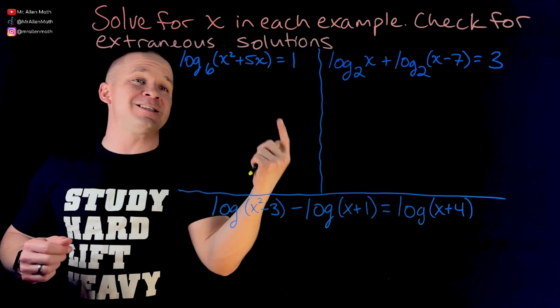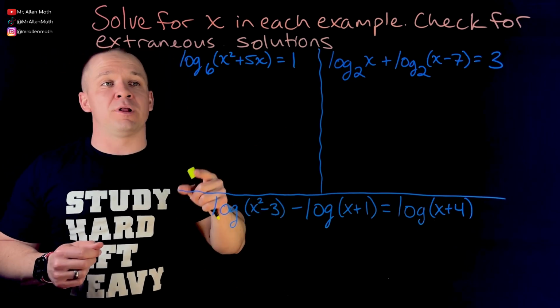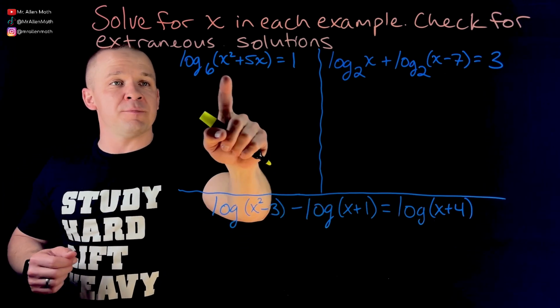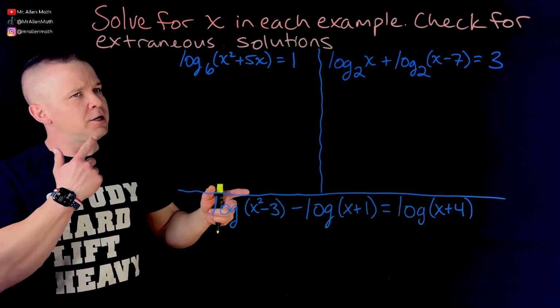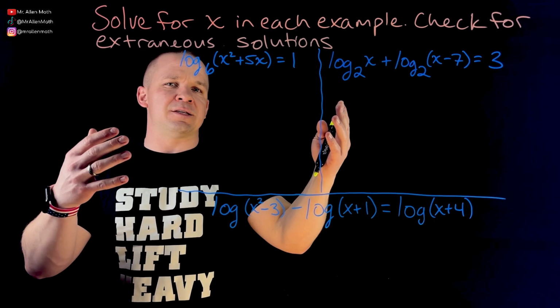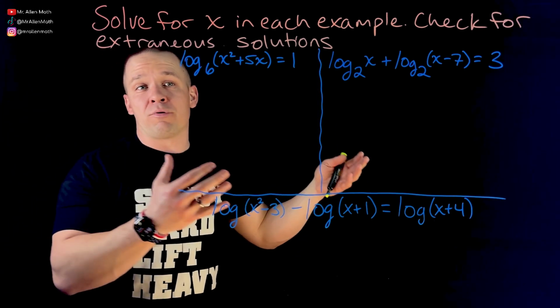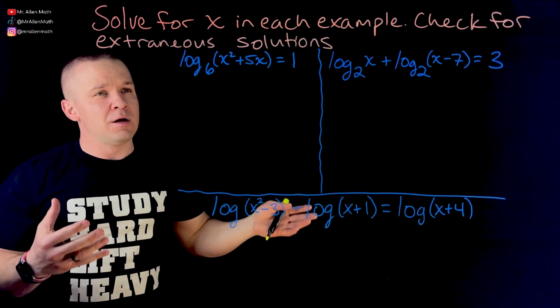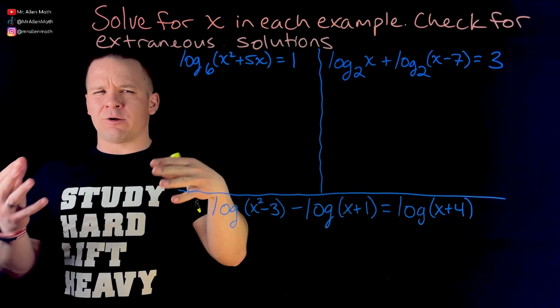I've got log base 6 of x squared plus 5x equals 1. So the argument of this logarithm is quadratic. Interesting. So how do I go about solving this? Well, if I have a log on both sides of the equation, I can just cancel them out with the one-to-one property of logarithms, and go from there. But here I only have a log on one side. How do I deal with that?